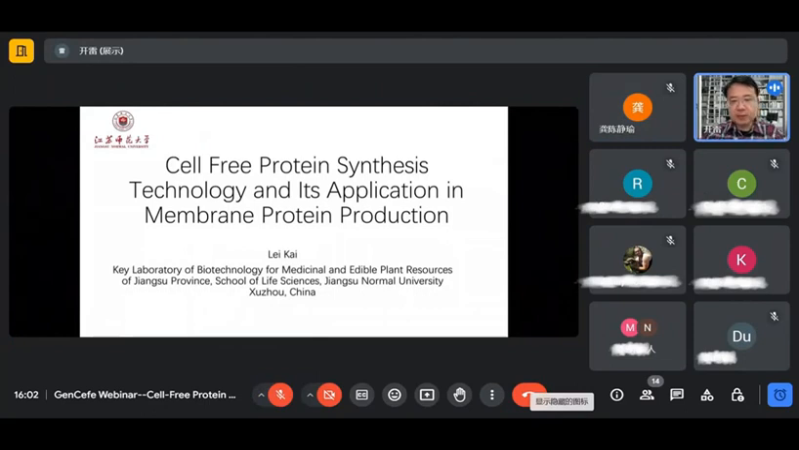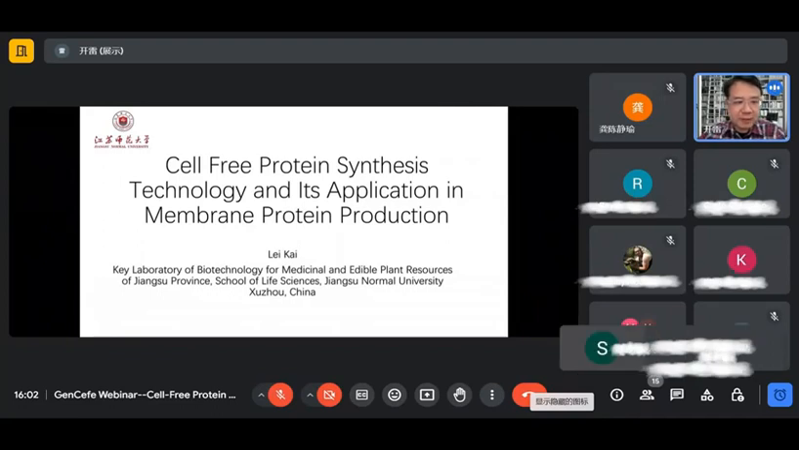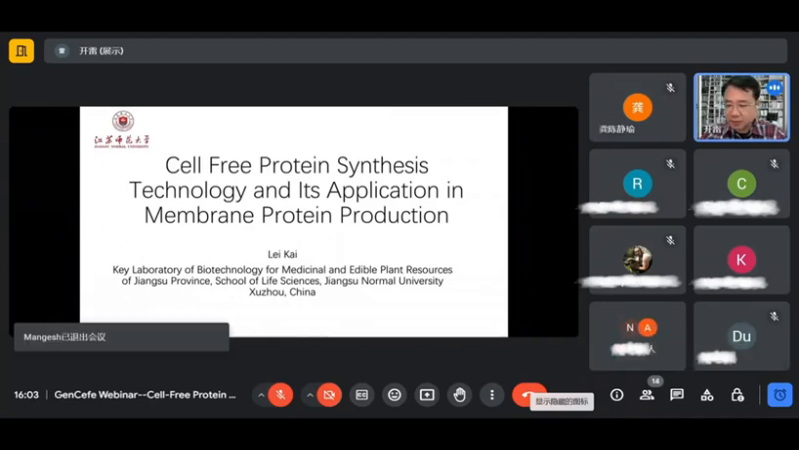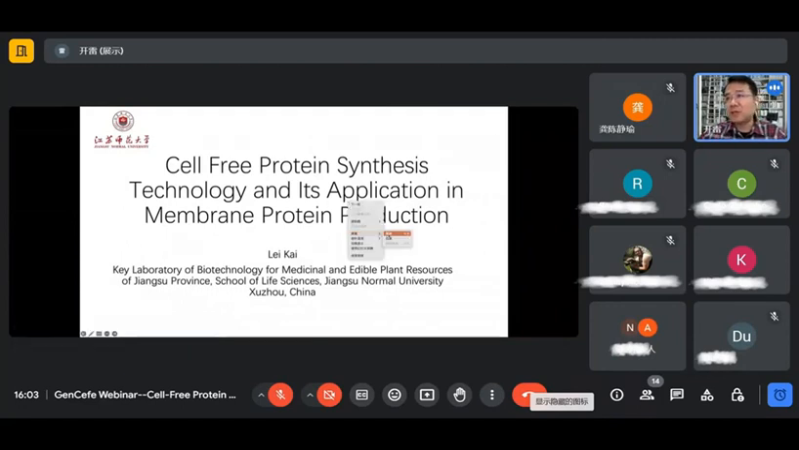Thanks to the host and the chairs for giving me the opportunity to share the exciting cell-free protein synthesis technology with colleagues and friends, in particular from industry. Today I'm going to focus on the application of cell-free techniques to the production of membrane proteins, a topic that I started back in my PhD days. In my opinion, cell-free protein synthesis is especially suited for this type of difficult protein in terms of tools for recombinant protein production.